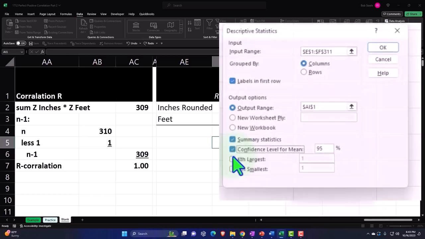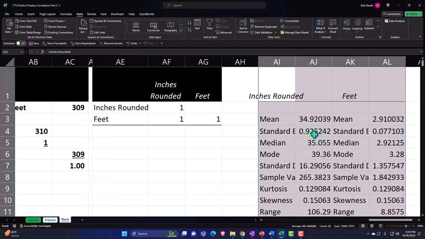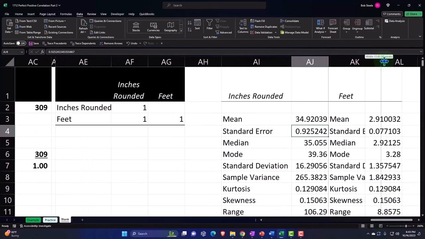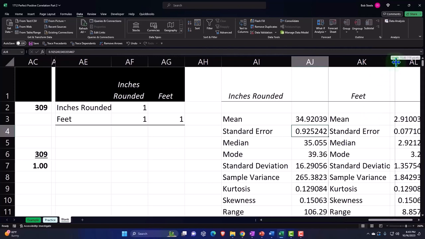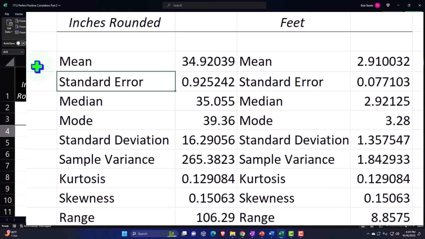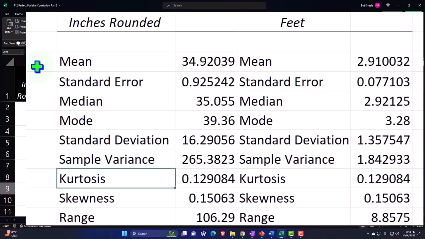Later on, you might have this confidence level for the mean. We might talk about that later. 95, we'll keep that as the confidence level. We'll talk more about that possibly in a future presentation, but we'll say okay. And then it gives us our data. So this should give us some of that familiar data that we've been working with. And you could see the mean, the standard error, which might not always be applicable depending on the type of data, the median, the mode, the standard deviation, the sample variance, the kurtosis.